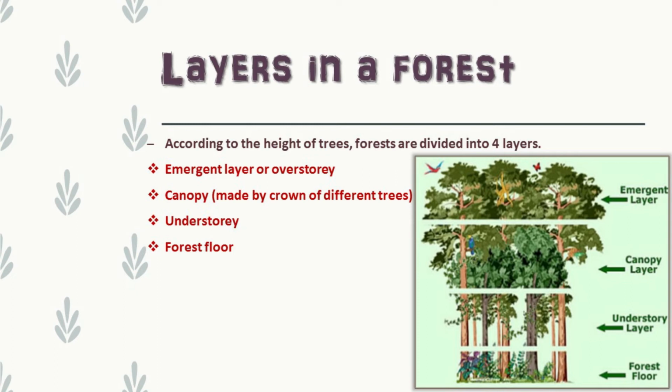Next is understory layer. This is the lower layer of the forest. It is composed of herbs and shrubs. This layer does not get proper sunlight. Joggers and red-eyed tree frogs and insects are found in this layer.